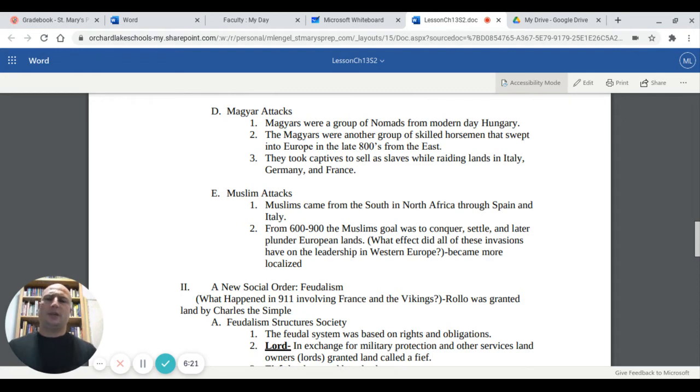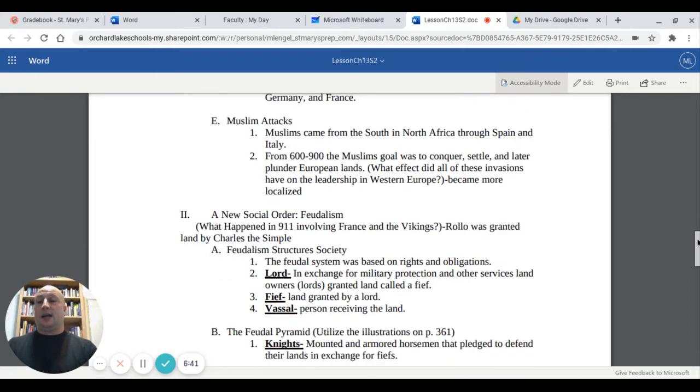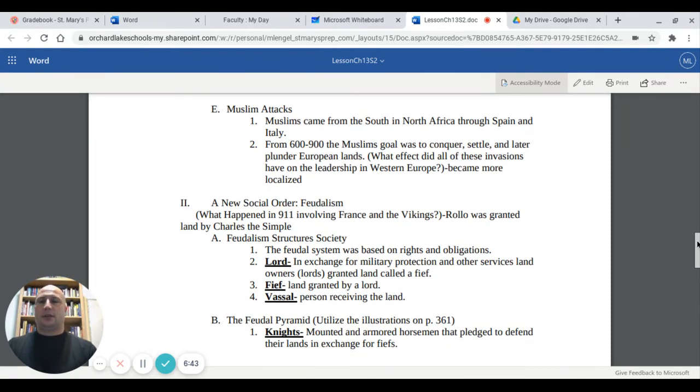And their goal was generally to take captives in battle, and then they would sell those captives as slaves. Okay, and they were doing these attacks in the lands of modern day Italy, modern day France, modern day Germany. So their goal also wasn't really to stay and settle, but rather to gain slaves. So an economic factor there, a terrible economic factor.